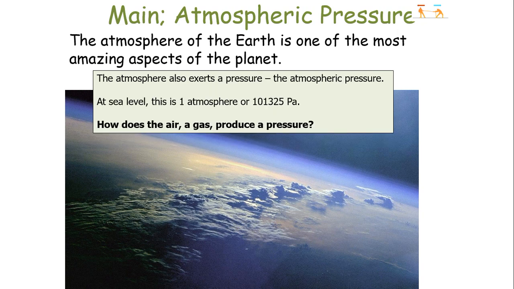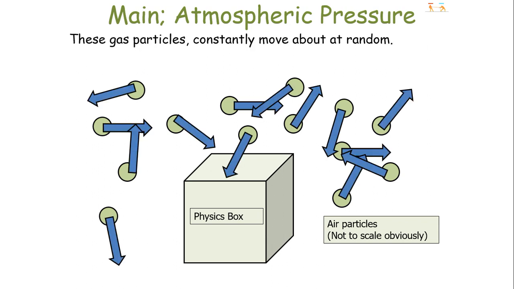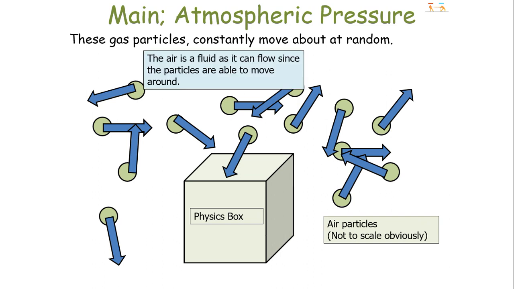Now, the atmosphere exerts an atmospheric pressure. At sea level, we measure this pressure of the atmosphere as 1 atmosphere, or around about 101,000 pascals. But how does air, which is a mixture of gases of oxygen, nitrogen, carbon dioxide, methane, produce a pressure? Well, if you live in the atmosphere of the Earth, you're constantly surrounded by the particles of the air. Now, these gas particles will move about in random directions with a variety of speeds.